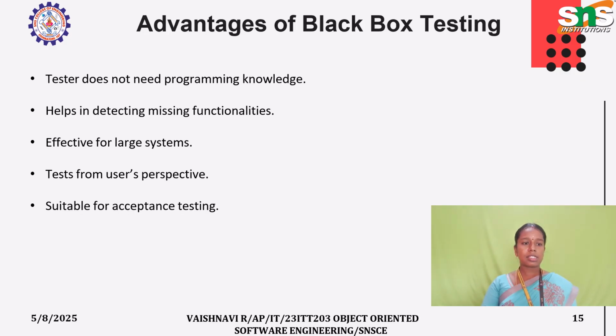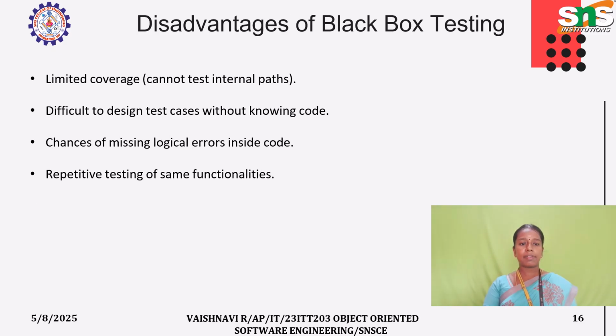And then advantages. In black box testing, we have 5 advantages. The tester does not need to know programming languages, it helps in detecting missing functionalities, it is effective for larger systems, it tests from the user's perspective, and it is completely suitable for acceptance testing. And then disadvantages: it has limited coverage, it is difficult to design test cases without knowing the code, and there is a chance of missing logical errors inside the code.